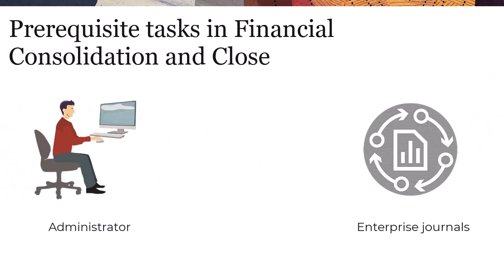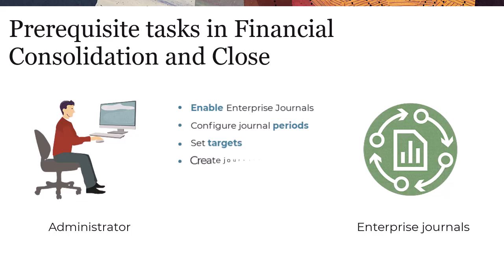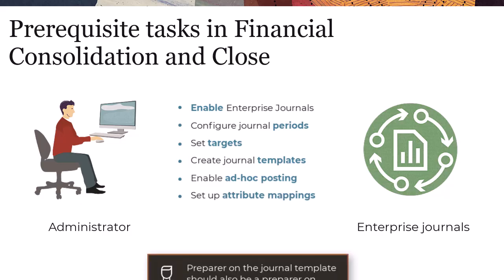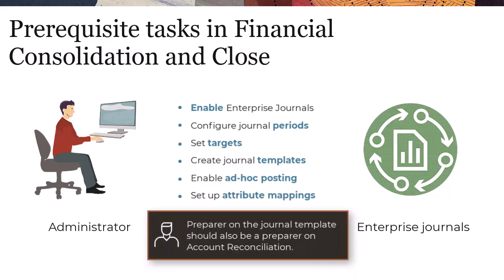Before using with account reconciliation, Enterprise Journals must be enabled in financial consolidation and close. Administrators also need to configure journal periods, set targets, create journal templates, enable ad hoc posting on the template, and set up attribute mappings. Note that preparer on the journal template should also be a preparer on account reconciliation, either individually or as part of a group.